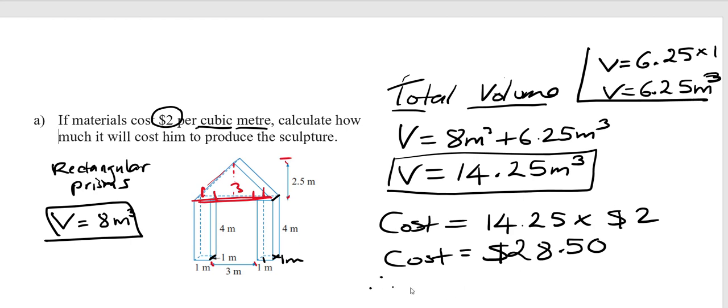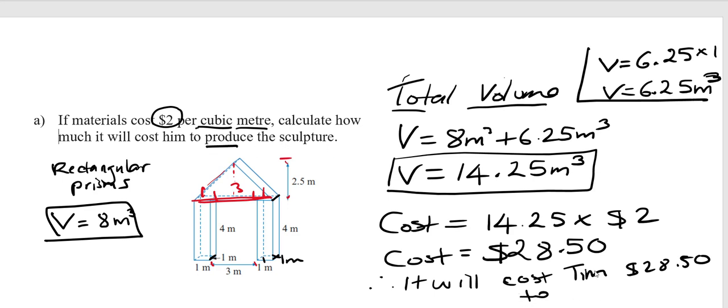So therefore, it will cost, now what was his name? Tim, we'll put his name in there, so it will cost him $28.50 to produce the sculpture. We'll use keywords from the sentence, so get some keywords from the actual question. So this sculpture, even though it's large and huge, it's actually not going to cost him too much. So it might be made out of cardboard. All right, thank you.